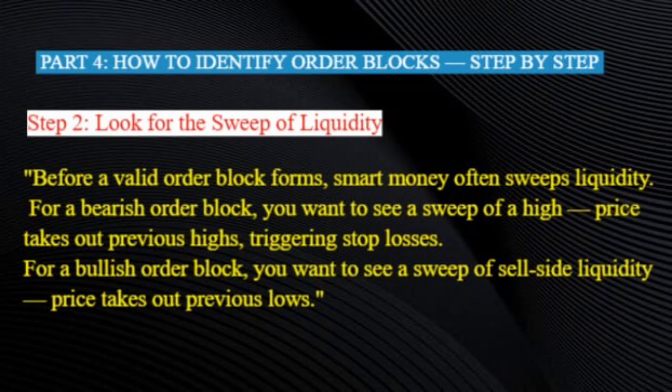Step 2. Look for the sweep of liquidity. Before a valid order block forms, smart money often sweeps liquidity. For a bearish order block, you want to see a sweep of a high. Price takes out previous highs, triggering stop losses. For a bullish order block, you want to see a sweep of sell-side liquidity. Price takes out previous lows.